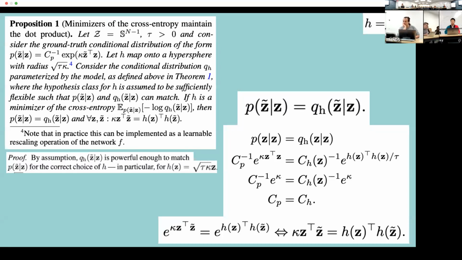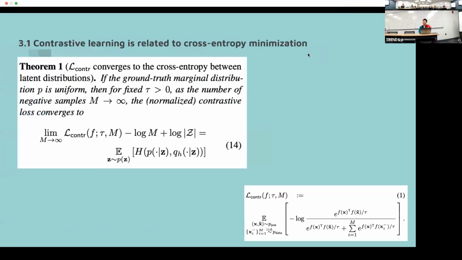Okay. How are you scaling it in the reconstructed latent space? They still assume that H maps to the hypersphere with radius R and tau K squared, and because based on theorem 1 they have proved that it is like a cross entropy. So finally, if you get a minimizer, you will have these two distributions the same.